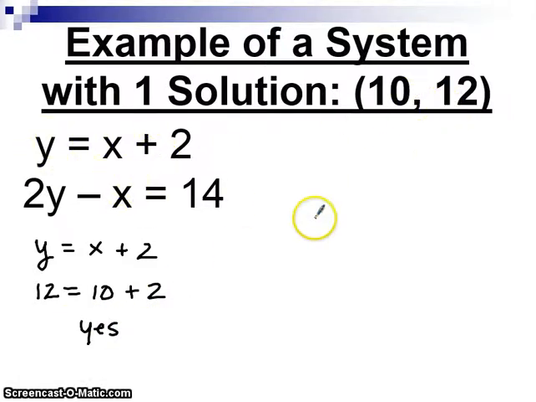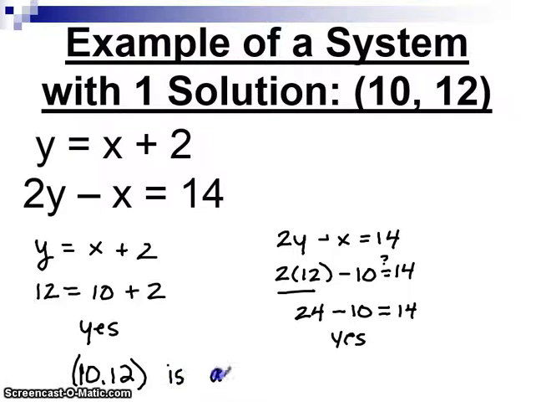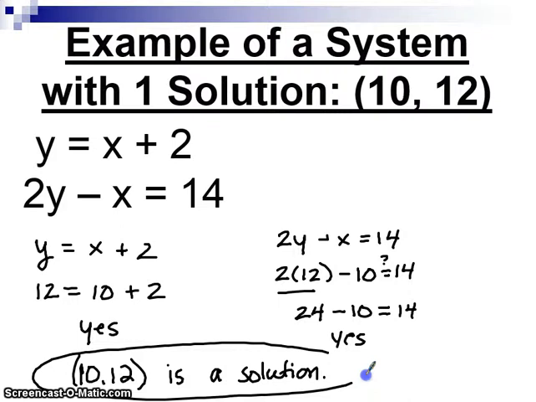Now we've got to try it in the second. 2y minus x equals 14. So 2 times 12 minus 10, does that equal 14? Well, 2 times 12 is 24. Is 24 minus 10 14? Yes. So (10, 12) is a solution. This is one value of the variables that will make this equation true.